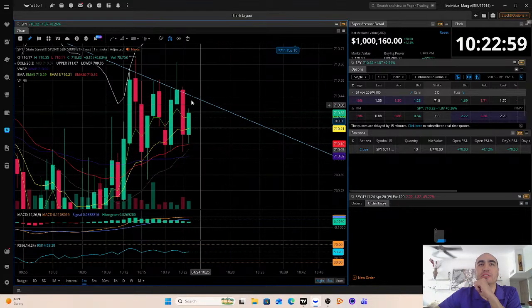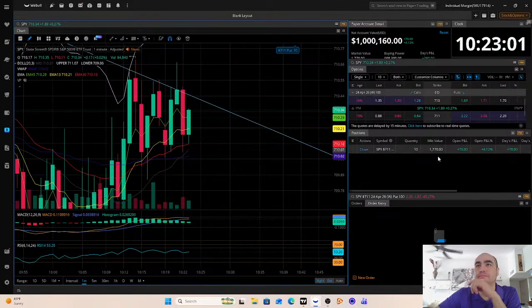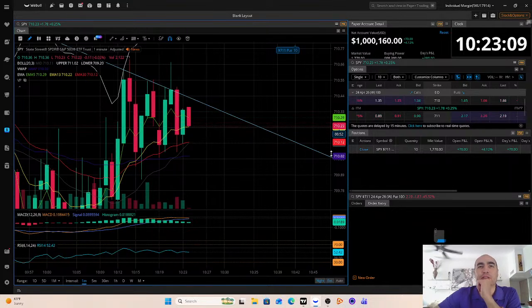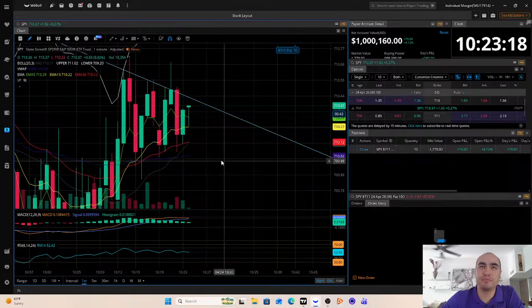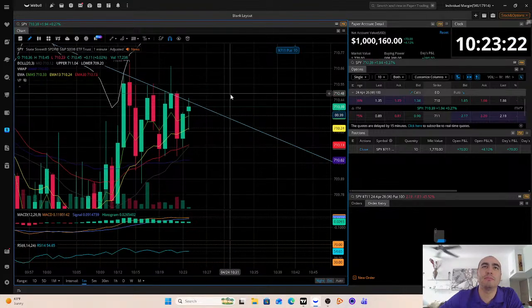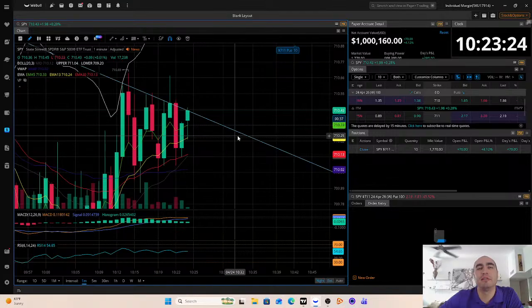Because technically we're still respecting the channel line. See, we're still getting that rejection right here. Let's see if we get the breakout or if we get the push back down here. Obviously, I'm in that put, so we'll see. Oh, nope, looks like she's fighting.